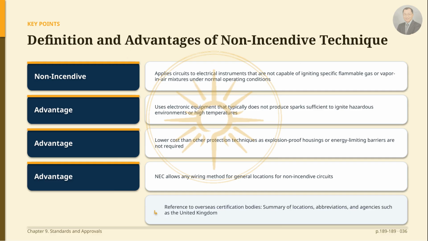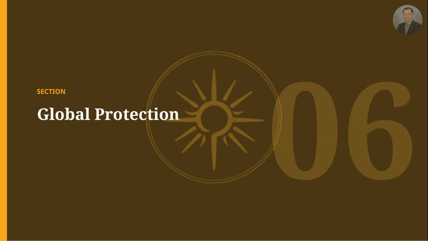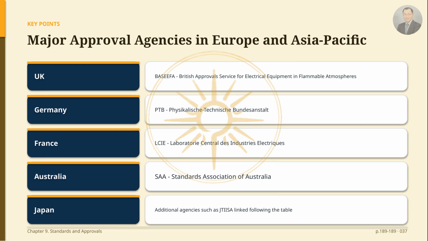At the end of this chunk, a table of overseas certification agencies begins, organized by location, abbreviation, and agency, starting with the United Kingdom. Next, we turn to global protection. I would like to introduce the major certification agencies outside of North America, specifically in Europe and the Asia-Pacific region. This table organizes the abbreviations and agency names by location.